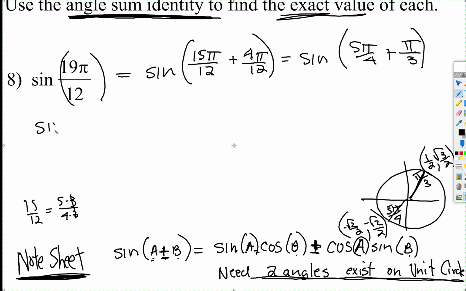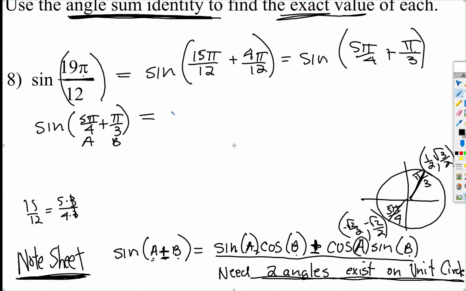I'm going to rewrite this. Sine of 5 pi 4ths plus pi thirds. Those two add together to still be 19 pi 12ths. We have not changed this value. We've just changed its costume. And now we're going to use this formula. So here's our A. Here's our B.